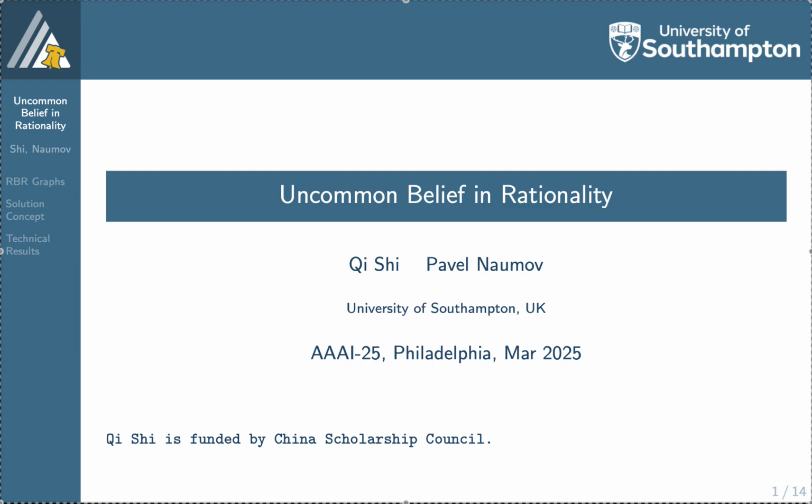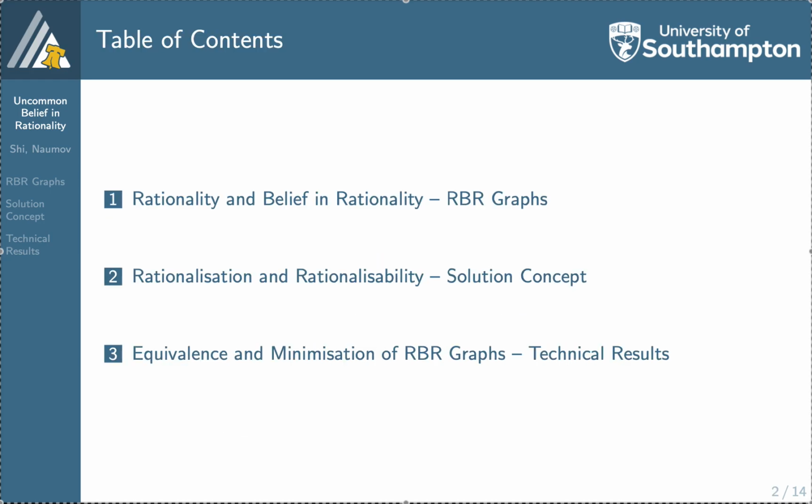Hello, welcome to the talk of the paper Uncommon Belief in Rationality, co-authored by Qi Shi and Pavel Naumov. I will first talk about rationality and belief in rationality in multi-agent settings, and introduce the proposed graph-based language, RBR graphs.